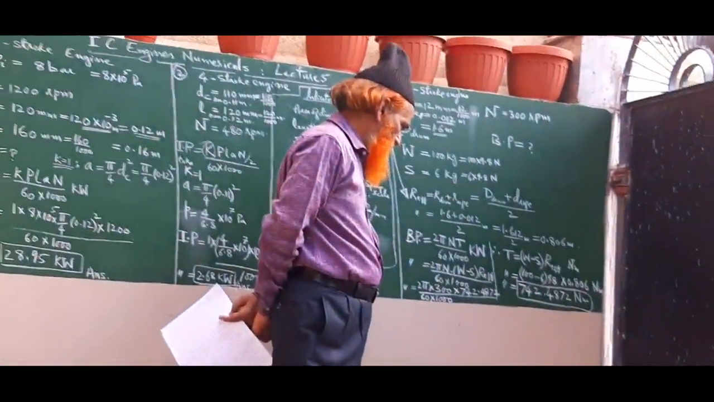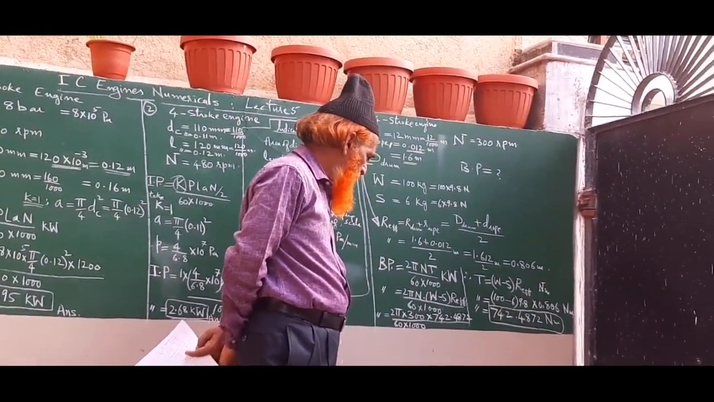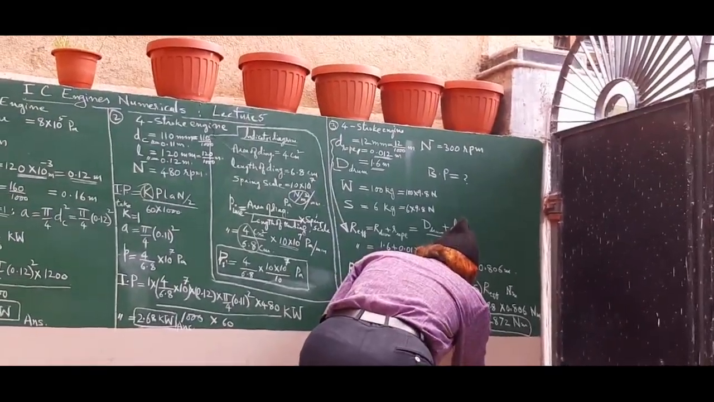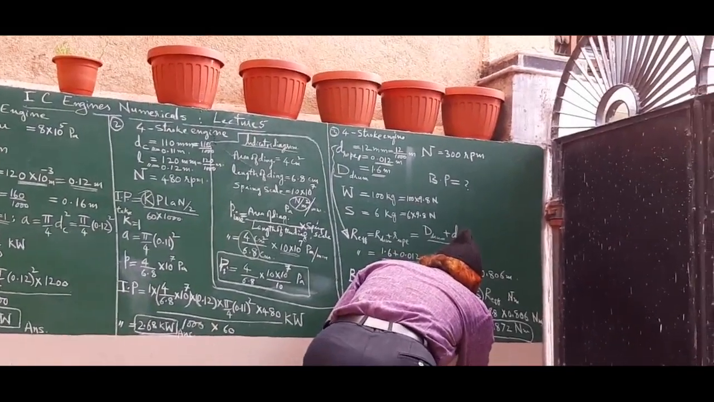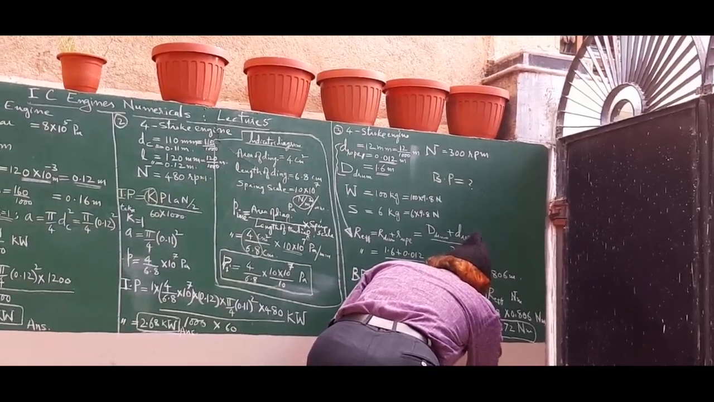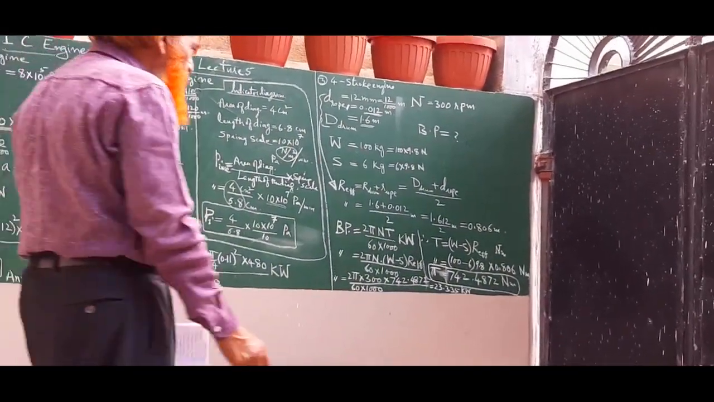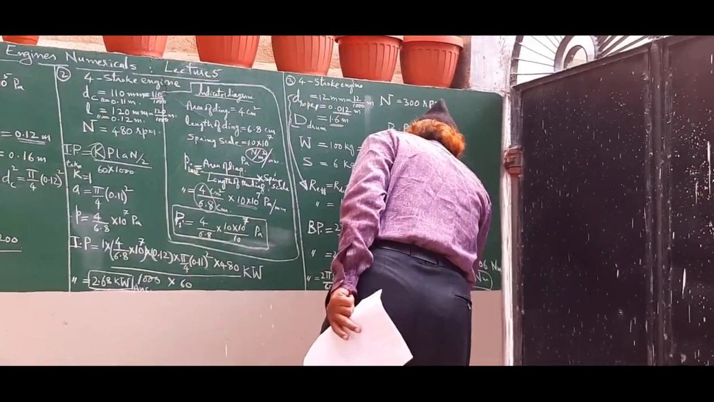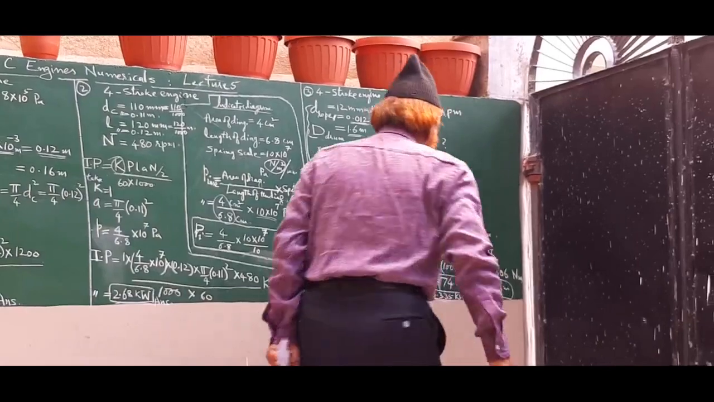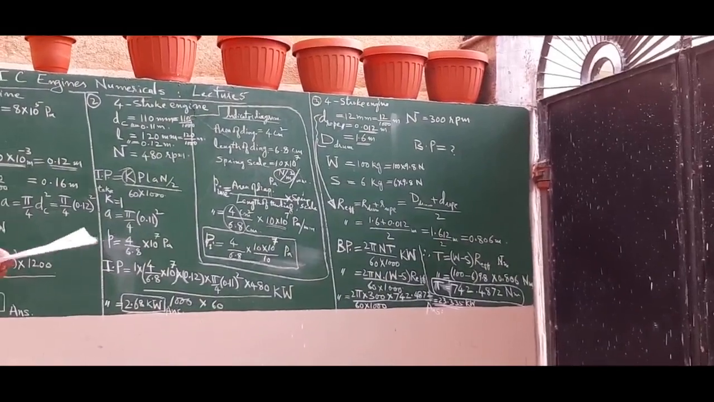3.14. Nice. 22 by 7 now. And 5312. 23.335 kilowatt. This is what you got, the brake power. 23.335 kilowatt. This is your brake power answer. That is the answer, 23.335 kilowatt. Very good.